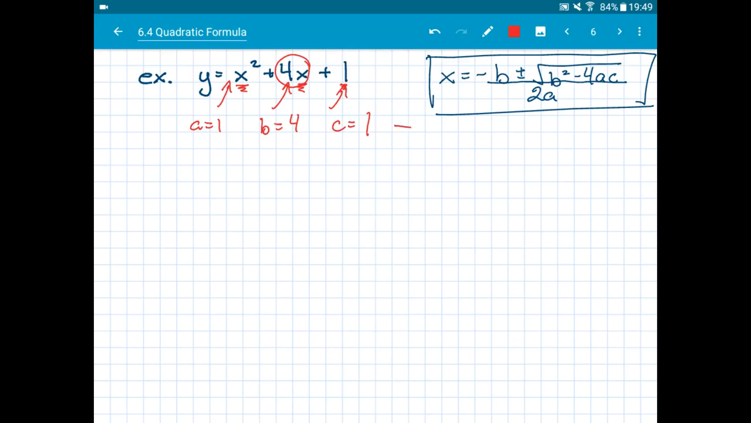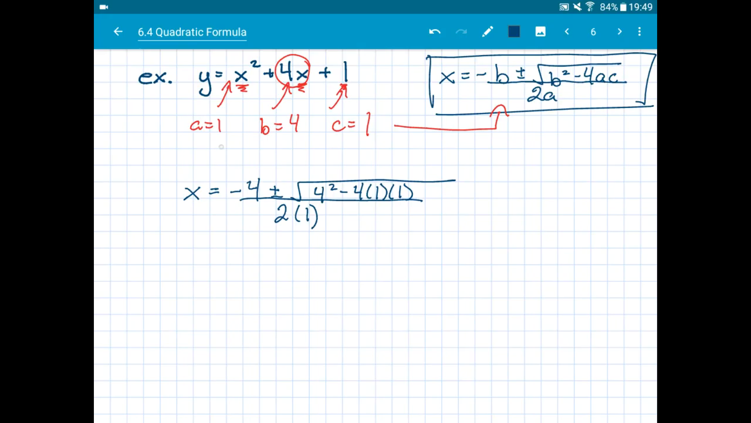Okay, now all we do is we take these and we plug it in there. And this is actually pretty straightforward to use. It's just people get confused in where it comes from. So the x-intercepts now, okay, are equal to minus 4 plus or minus the square root of 4 squared minus 4 times 1 times 1 all over 2 times 1.